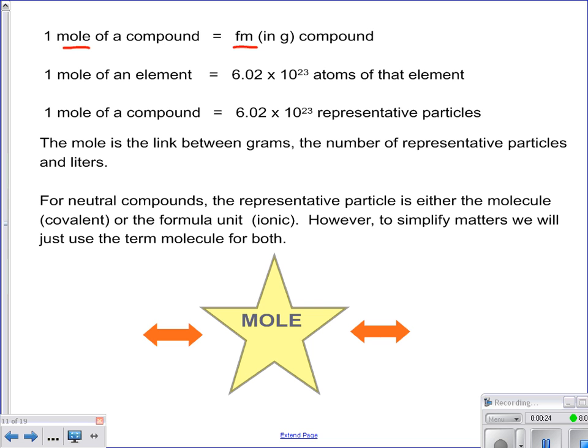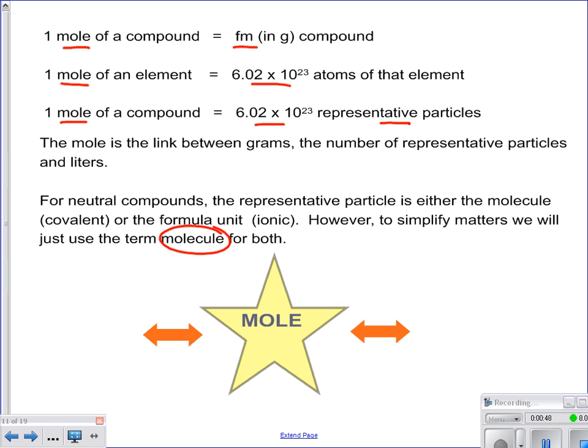Another thing we could say is that a mole is a count. So a mole of an element would be equal to 6.02 times 10 to the 23rd atoms of that element. If it's a compound, then you're going to say it's equal to 6.02 times 10 to the 23rd molecules of that compound. I know it says representative particles. We're just going to use the term molecule, but there actually is a difference.